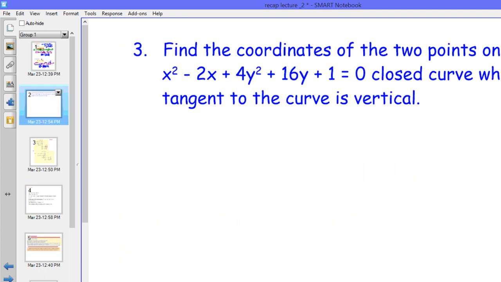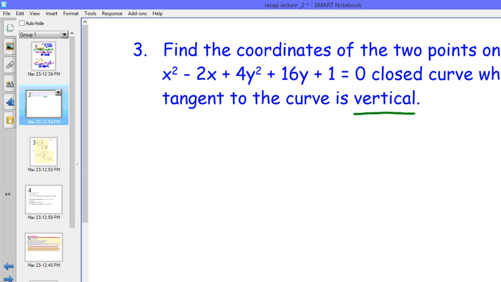Okay, one more question. There's another question here, it has this relation. It must be some kind of conic section, that would be my guess just glancing at it. So find the coordinates of the 2 points on that equation where the line tangent to the curve is vertical.